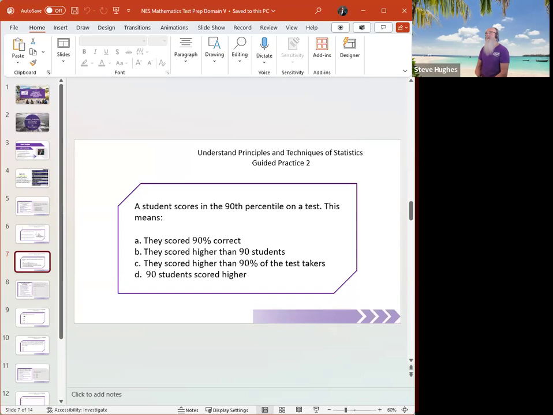Once again, percentile is comparing one person to a group. A percentage is comparing one person with themselves to the score they got on the test. So once again, percentile equals percentage of people. 90th percentile scored higher than 90% of the test takers. Answer is C.